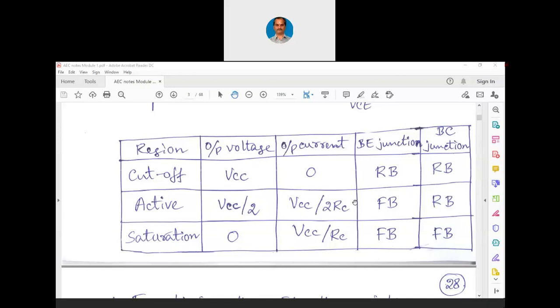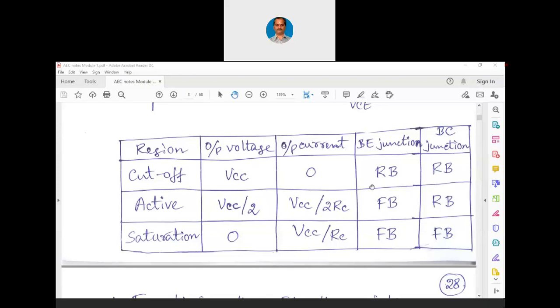Which means that at the midpoint of the curve, or exactly halfway, the current is half. Current is maximum at the saturation region. So sometimes we call this VCC by RC as IC sat, the collector current saturation. That itself is the maximum current which can flow through the device because the switch is completely on.